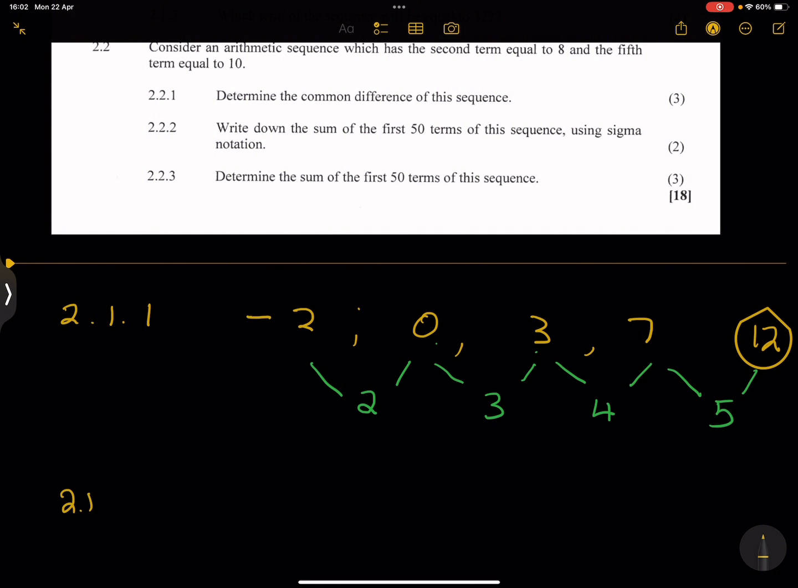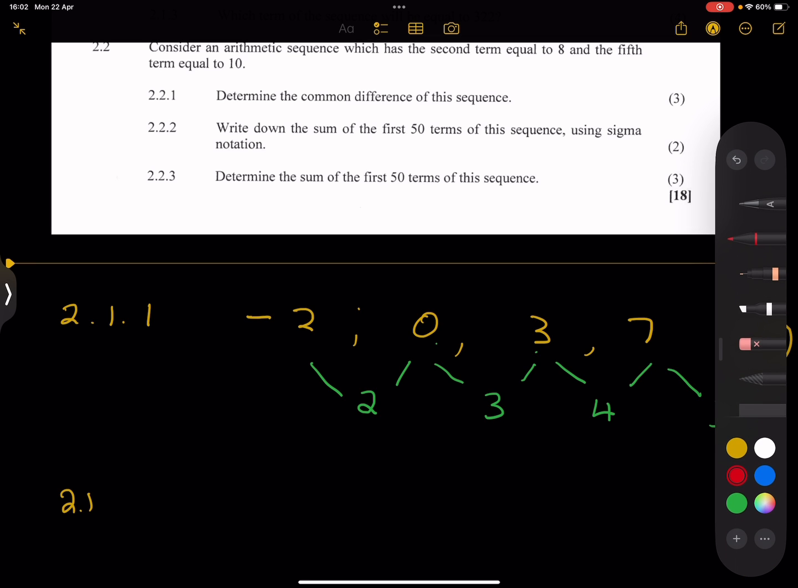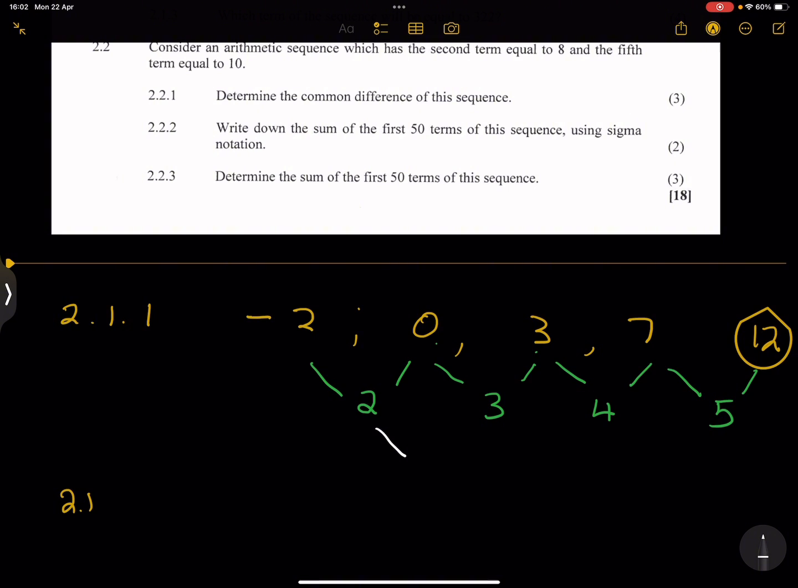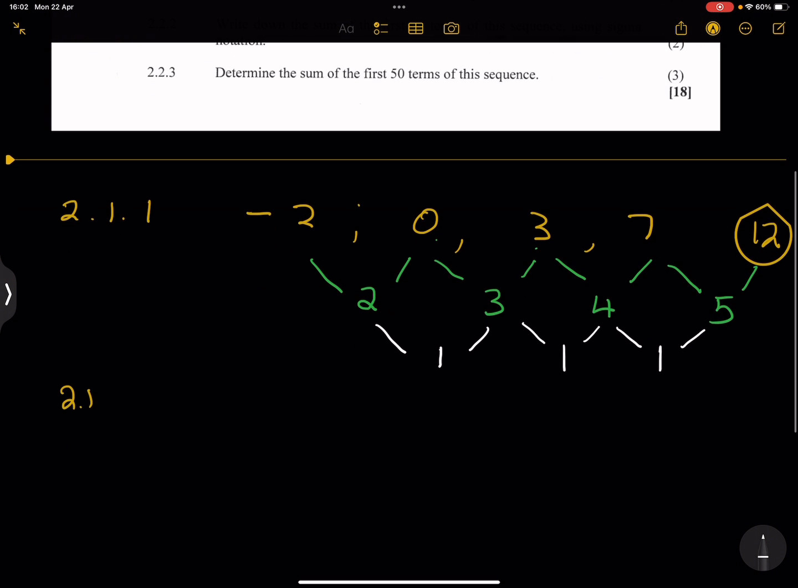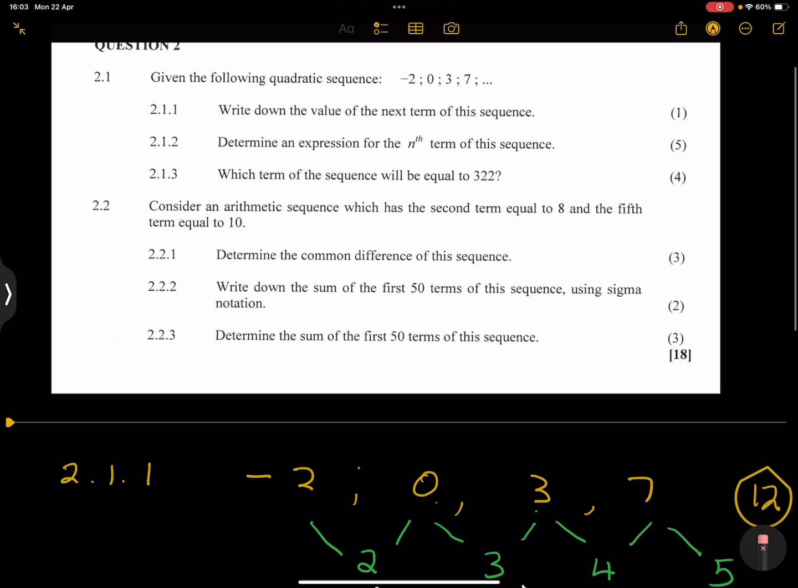But just because we know, what would be our second difference of the sequence? Well, our second difference is usually a common difference. So 3 minus 2, that would give us 1. 4 minus 3, that's 1. 5 minus 4, that would also give us 1. Right? So in this case, we know that our second difference is 1. Now they say to us, determine the expression of the nth term of the sequence.